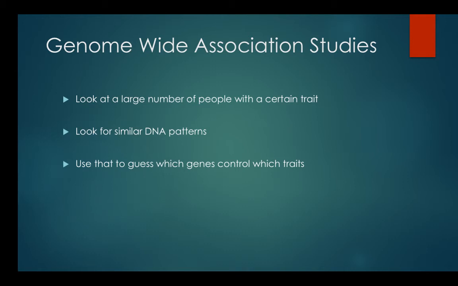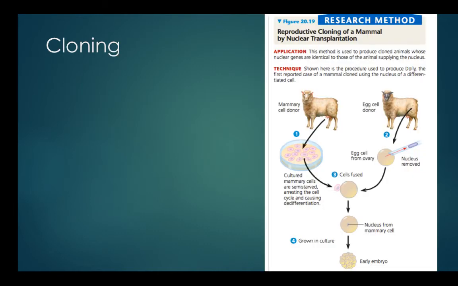We basically look and see, okay, if every single person who has brown hair has these DNA sequences right here, then we can usually guess that those DNA sequences are used for making brown hair. And that's the idea here. We just look for lots of similarities.